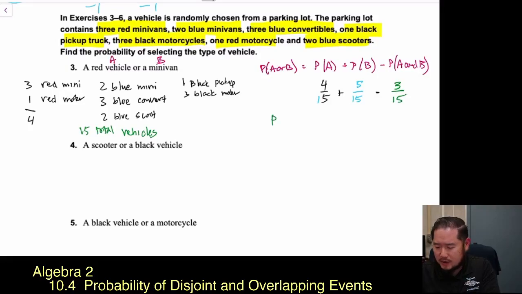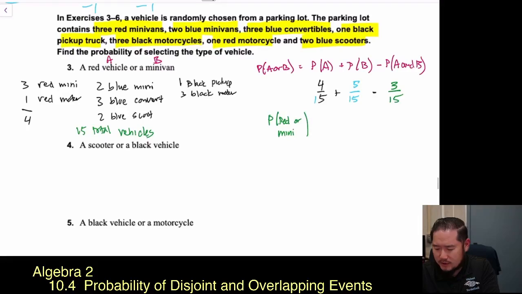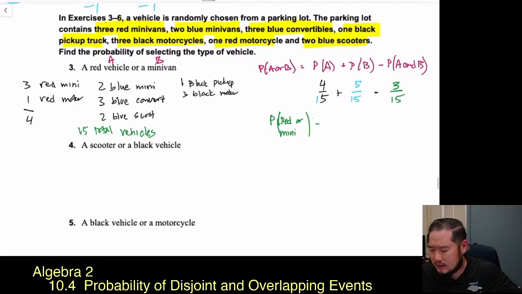And so now we can go ahead and find the probability of a red vehicle or minivan. And that's going to be equal to, well, luckily we have common denominators. And so we just add all of this together. 4 plus 5 is 9, minus 3, that's 6 over 15. And that simplifies down to 2/5, which equals the same thing as 0.4 or 40%.